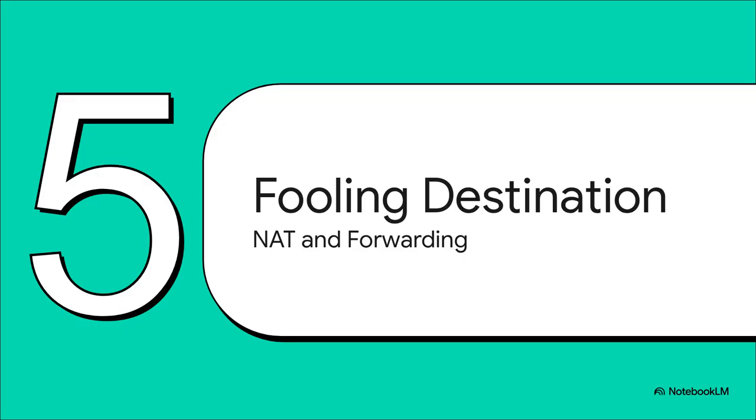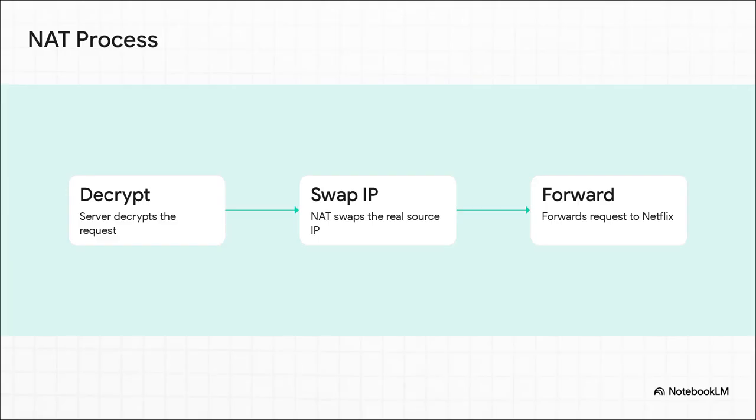Part 5, fooling the destination. Let's look at NAT and forwarding. So what happens at stage 6? Well, the server just saw everything, so it has to quickly cover its tracks to fool the final destination. The VPN server takes Arjun's decrypted request and uses something called NAT, Network Address Translation. Essentially, it rips off Arjun's real Indian IP address from the return label, slaps its own US IP address on there instead, and then forwards the request directly to Netflix.